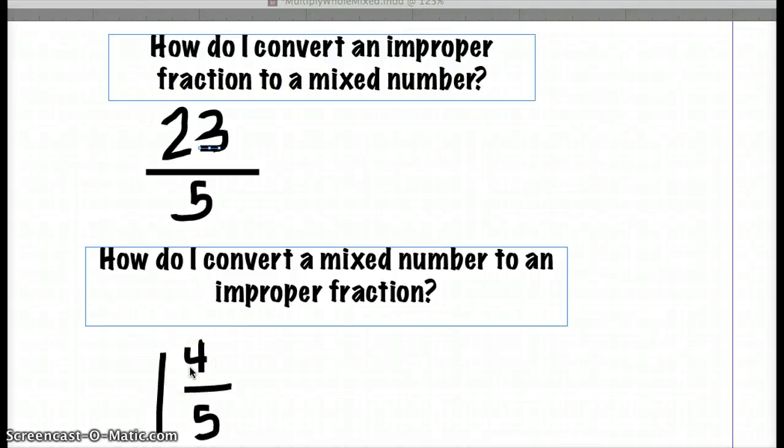When you're working with fractions, it's really important to know how you can convert an improper fraction to a mixed number and a mixed number to an improper fraction. There will be times when you either multiply, add, subtract, or divide and end up with an improper fraction or a mixed number, and you need to know how to work with these in a different way. So let's take a look.